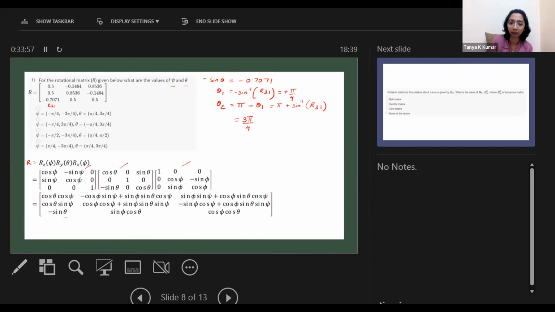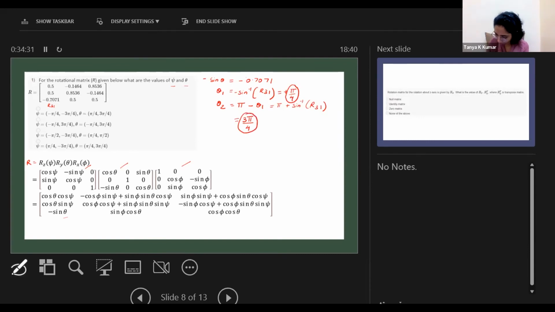Is that clear? Is there any question? Okay, so you have two possible solutions for the given sine theta value, that is plus pi by 4, this one, and 3 pi by 4.